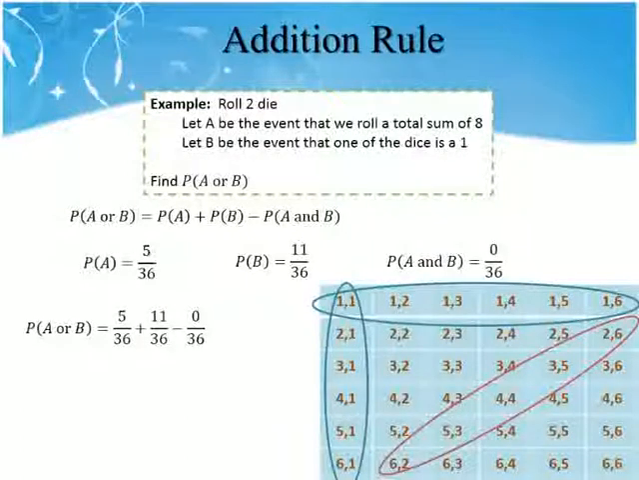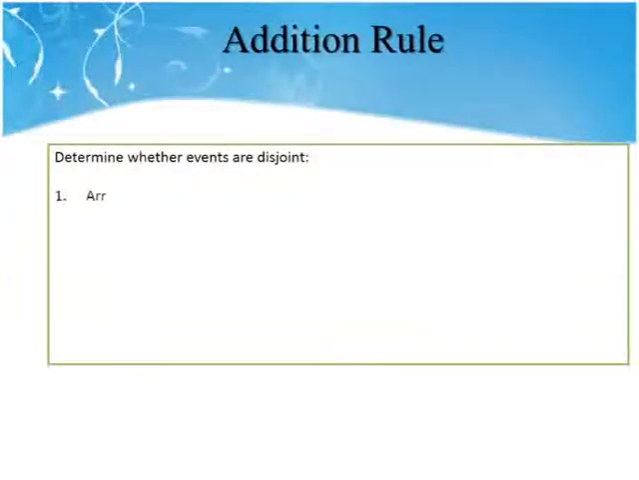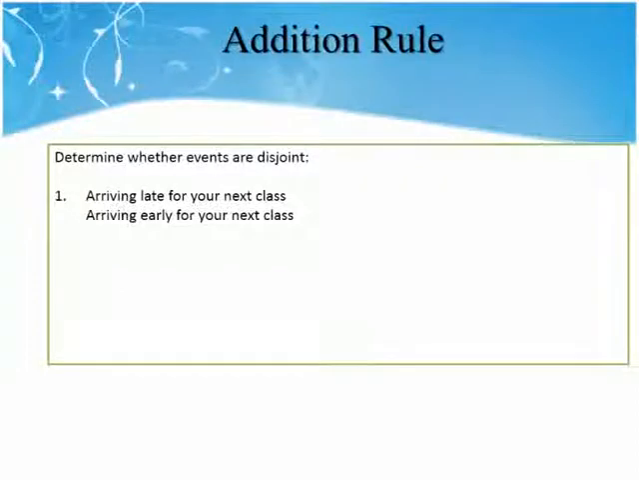So adding all these up, we'll get 16 divided by 36. Throwing that into the calculator gets us 0.4444. So let's review disjoint events, going through a couple examples really quick. Check to see if these two events are disjoint.